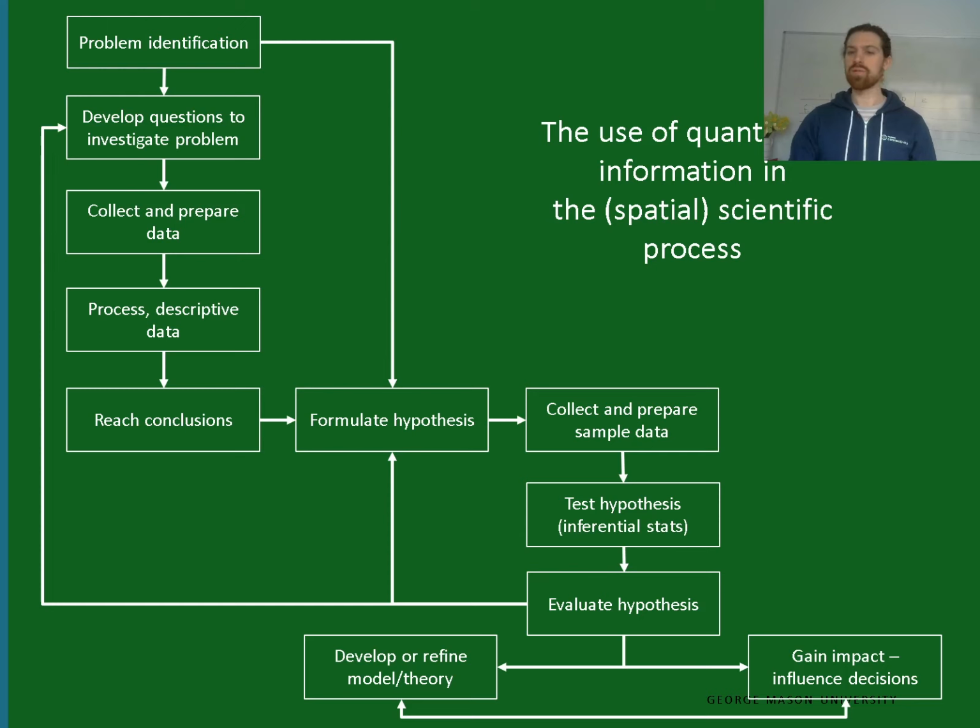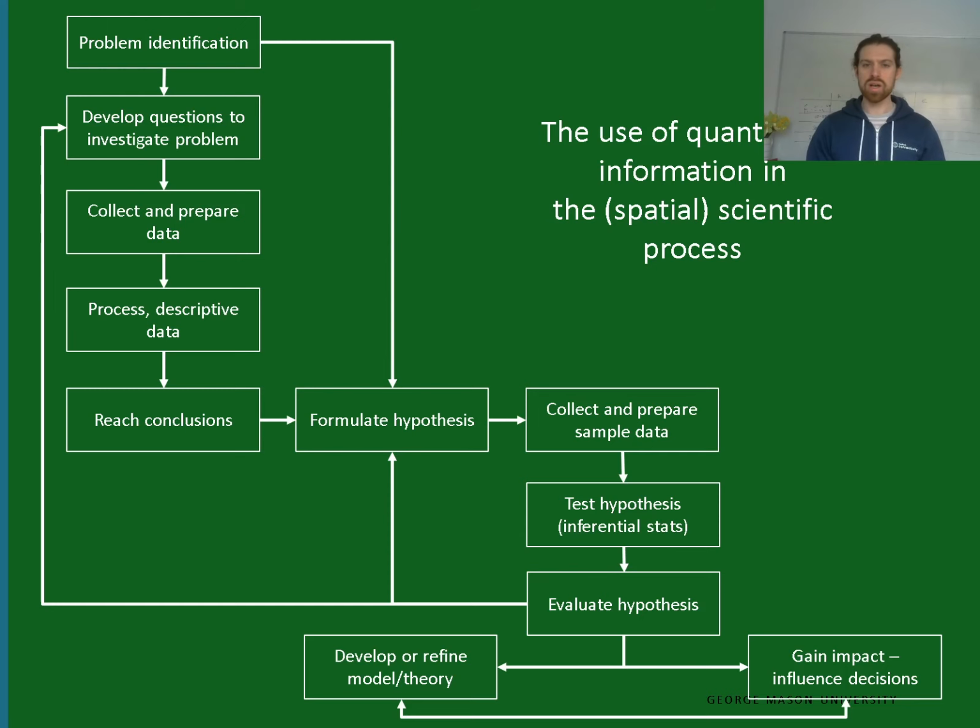Essentially, within that process of carrying out spatial science, we have generally more descriptive approaches on the left-hand side, where we might identify a problem, and then go out and collect and prepare data, and process it in terms of descriptive metrics, which we've covered: the mean, the minimum, the maximum, the range, the standard deviation, the coefficient of variation. Then we may use them to draw conclusions, potentially formulate hypotheses. And that's the descriptive approach.